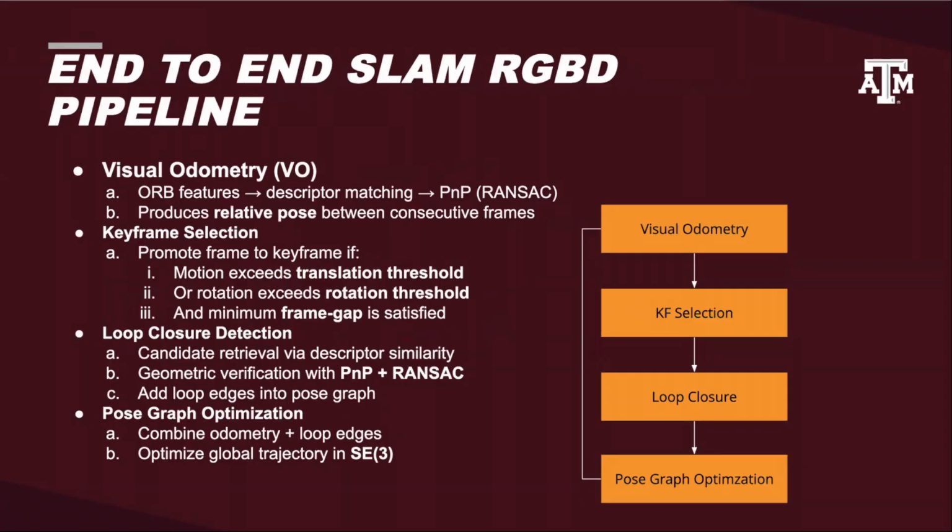The pipeline begins with visual odometry, which includes ORB features, descriptor matching, and PnP RANSAC for relative pose. Keyframes are selected using translation, rotation, and frame cap thresholds. Loop closures are identified through descriptor similarity and verified via PnP. All keyframes and constraints form a pose graph, which we optimize to produce the final trajectory.